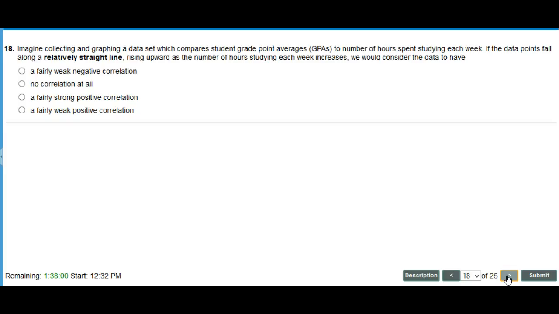Question 18. Imagine collecting and graphing a data set which compares student grade point averages, or GPAs, to number of hours spent studying each week. If the data points fall in a relatively straight line, rising upward as the number of hours studying each week increases, we would consider the data to have a fairly weak negative correlation, no correlation at all, a fairly strong positive correlation, a fairly weak positive correlation.